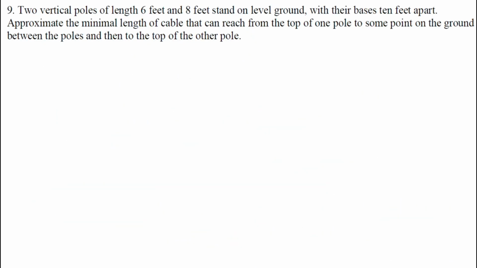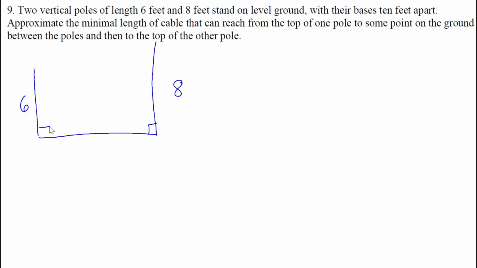All right, for our next one here, we are looking at 2 vertical poles. One of them is 6 feet tall and the other is 8 feet tall. They're standing on level ground with their bases 10 feet apart. So let's just draw that. Here's a 6-foot pole. Here is an 8-foot pole on level ground.